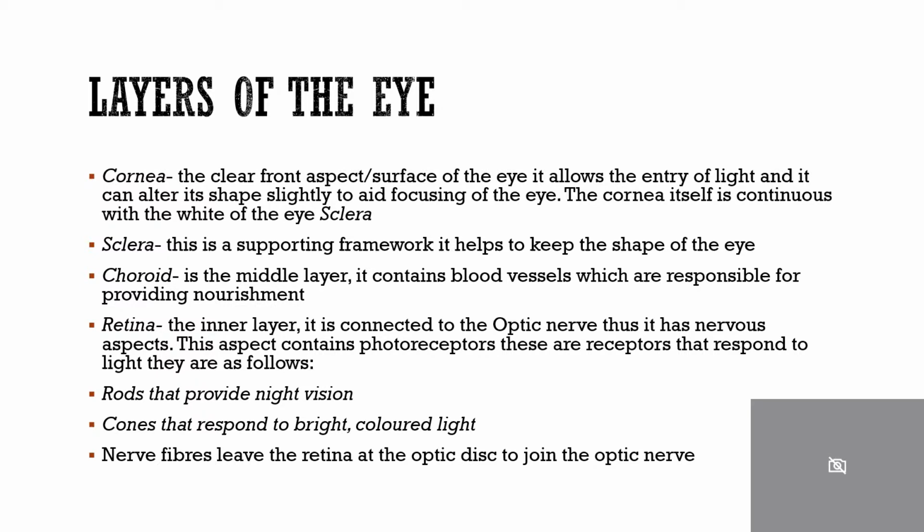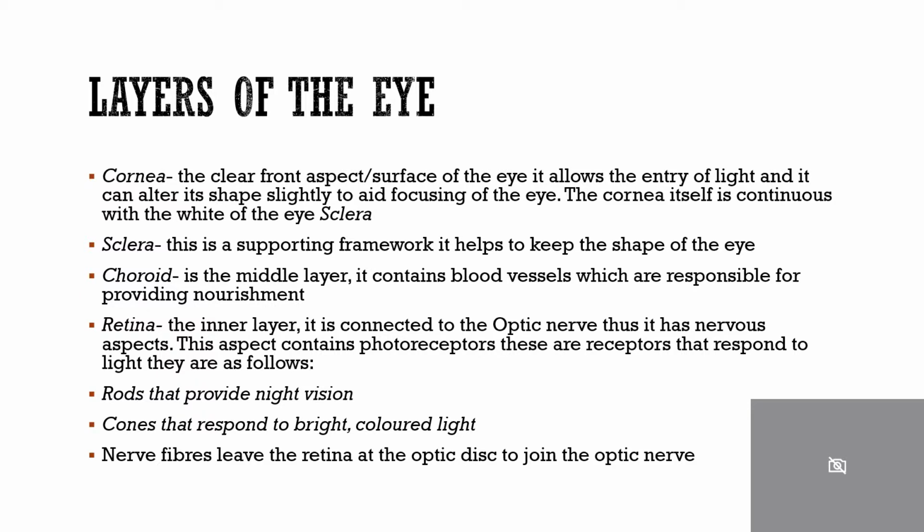Layers of the eye. We have the cornea, the clear front aspect or surface of the eye, and it allows entry of light, and it can alter its shape slightly to aid focusing of the eye. The cornea itself is continuous with the white of the eye, which we call the sclera. The sclera is a supporting framework, helps to keep the shape of the eye.